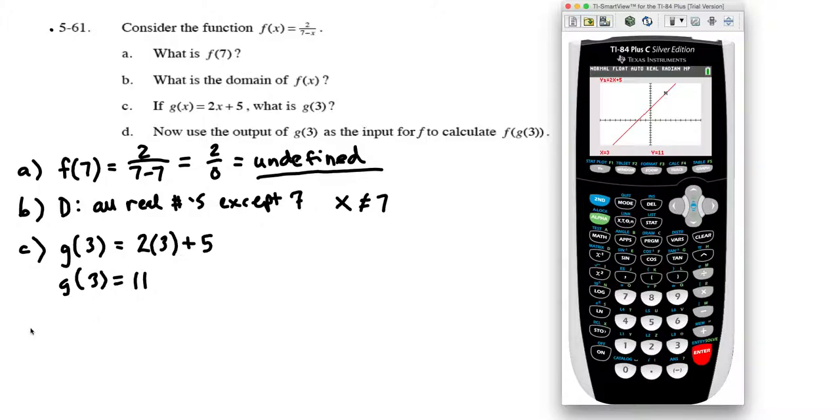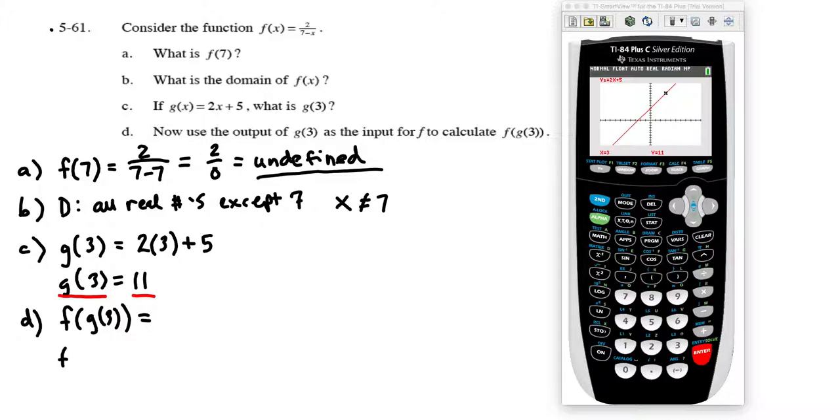Now the final part of this question, Part D, says, now use the output of g of 3 as the input for f to calculate f of g of 3. So we're trying to find f of g of 3. What does that equal? Well, if we know here that g of 3 equals 11, we can take this 11 and substitute it in for the output or the value of g of 3.